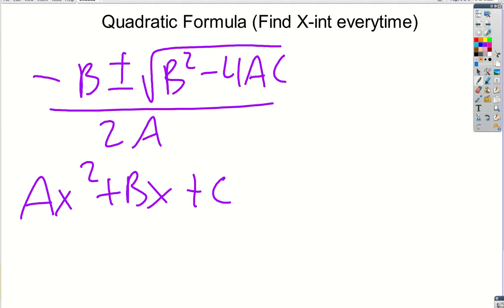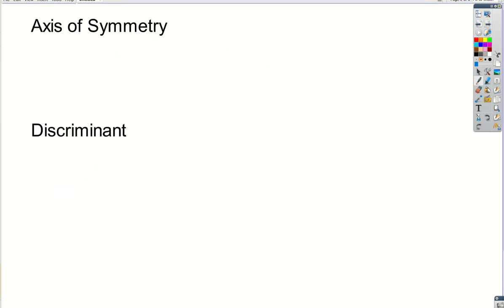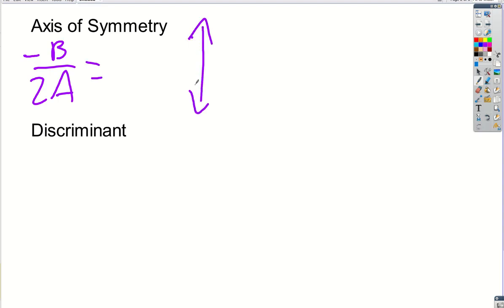Okay? So, just a couple reminders. Our axis of symmetry equation is negative b over 2a. And that's where my parabola, no matter where it is, it cuts the parabola in half.